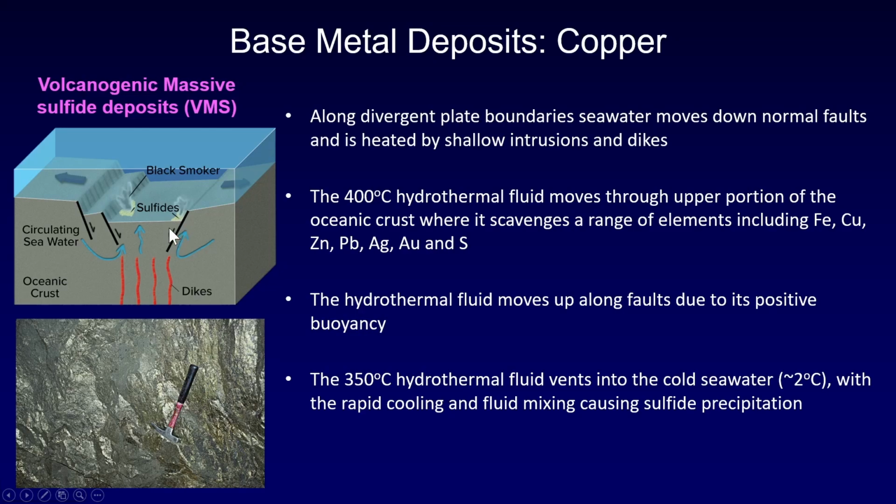And the area underneath the vents essentially is the plumbing that's feeding the vent. So that's the area that the water, the hydrothermal fluid, is passing through to vent onto the seafloor. But as it's moving up, it's cooling down, and so it will begin to precipitate some minerals as it cools.